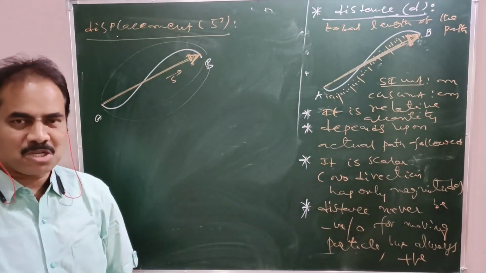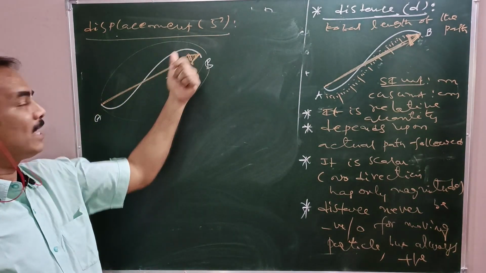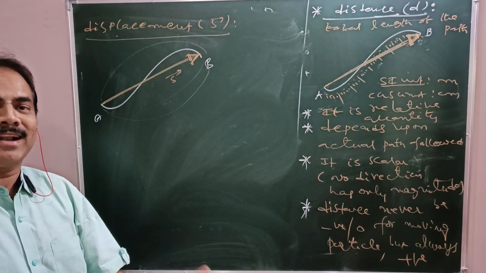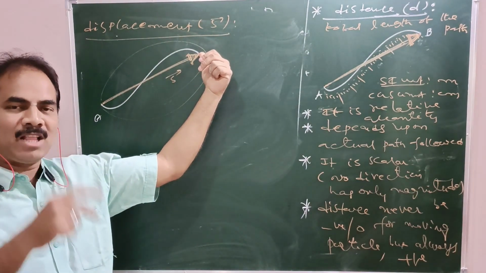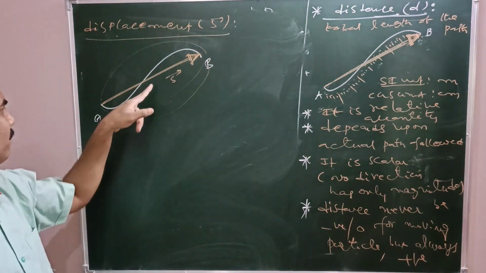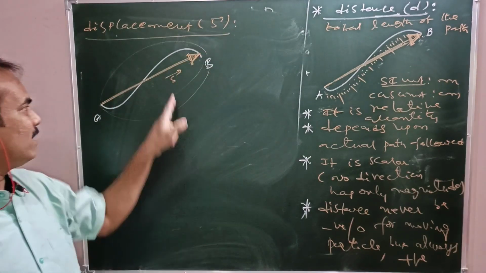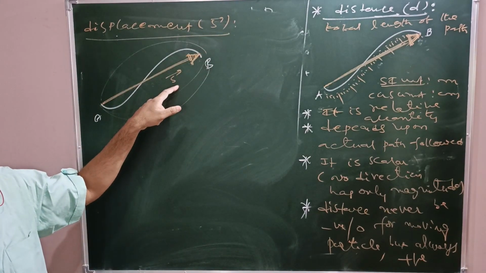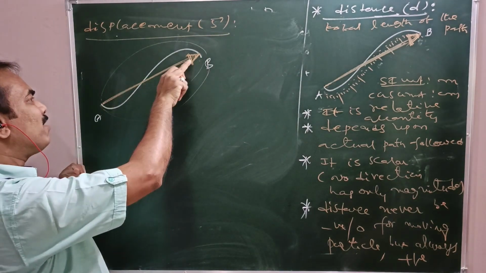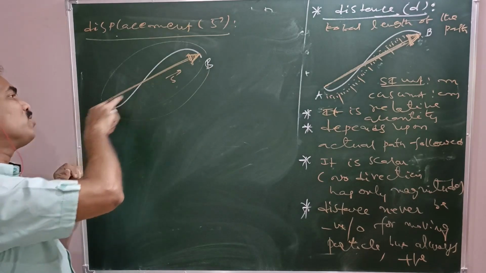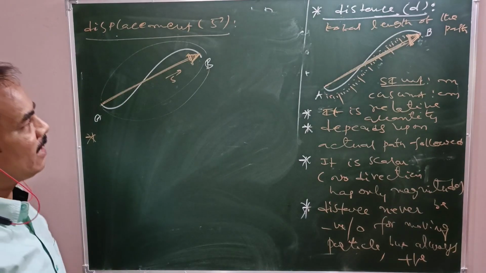Now, what is meant by displacement? When a particle is under motion, a line segment drawn from initial position to final position, irrespective of path followed. Irrespective of path followed in the sense that we are neglecting the actual path followed. Simply, I am joining a line segment from initial position to final position with an arrowhead. That itself is displacement. Right? So it has magnitude as well as direction. The direction is from initial position to final position. So what are the characteristics of displacement here?